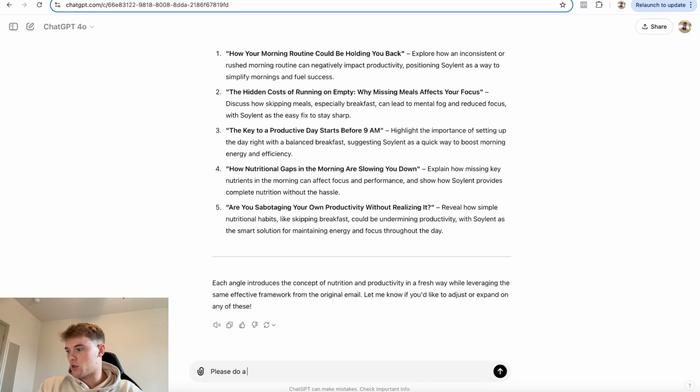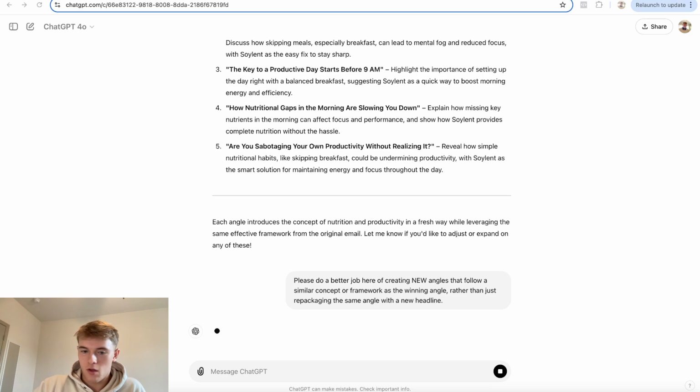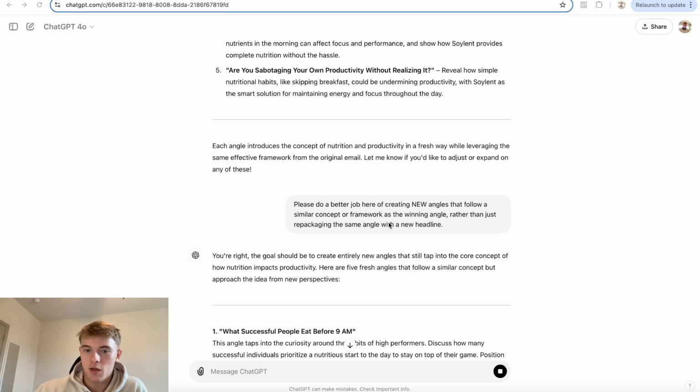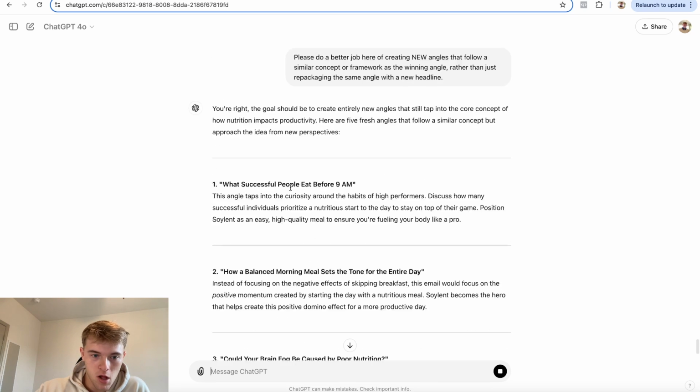actually, let me just come back so you don't have to watch me type. All right, so I said, please do a better job here of creating new angles that follow a similar concept or framework as the winning angle, rather than just repackaging the same angle with a new headline. So it said, you're right, blah, blah, blah.